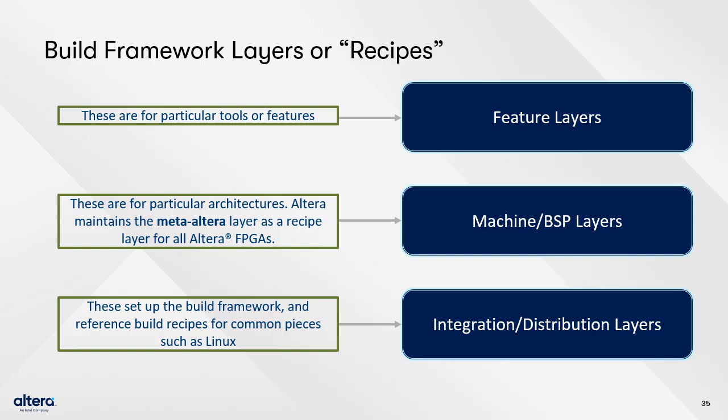The layers that define the most common features and the build framework itself are called integration or distribution layers. Every SoC vendor will build on top of these. Then, each vendor will build up machine or BSP layers for their particular devices. This is what Altera provides for our SoC FPGAs. Our BSP layer is called Meta Altera. Finally, the layers that support particular tools or features are called feature layers.